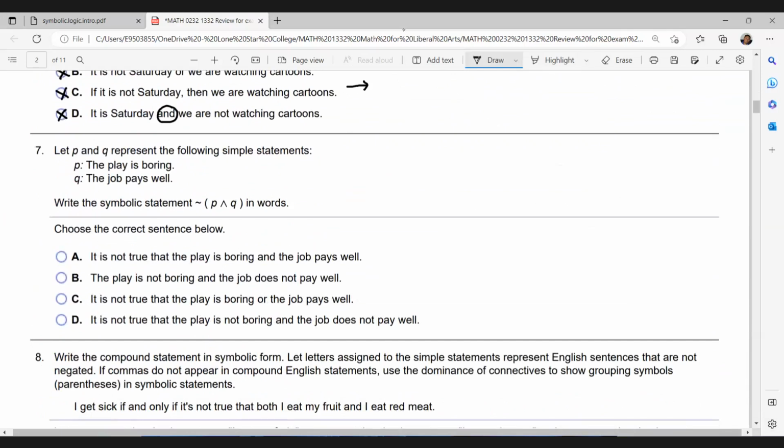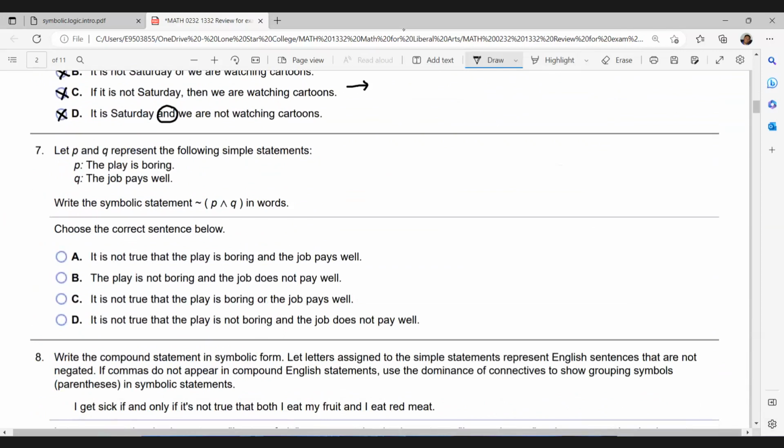Let P and Q represent the following simple statements. P, the play is boring, just like this YouTube video. Q, the job pays well. I'm just going to keep my mouth shut. Write the symbolic statements.